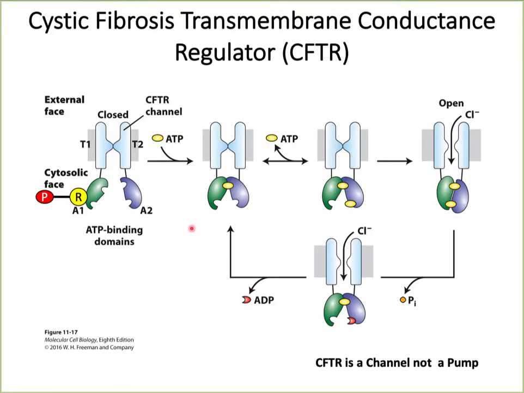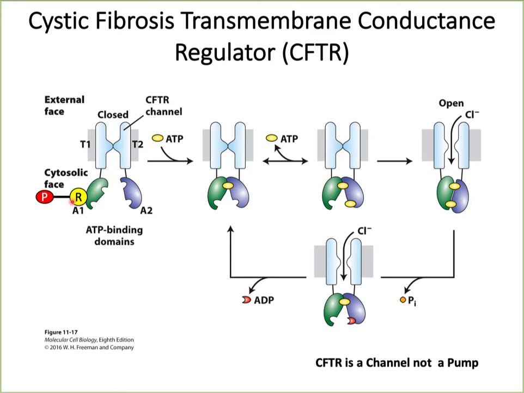This illustration shows a simple cartoon of the functioning of the cystic fibrosis transmembrane conductance regulator, CFTR. Please note that the ABC cystic fibrosis transmembrane conductance regulator, CFTR, is a chloride channel, not a pump. Means the transporter carries chloride down the concentration gradient and not up like a pump. But even with this down the concentration gradient, ATP or energy is required.